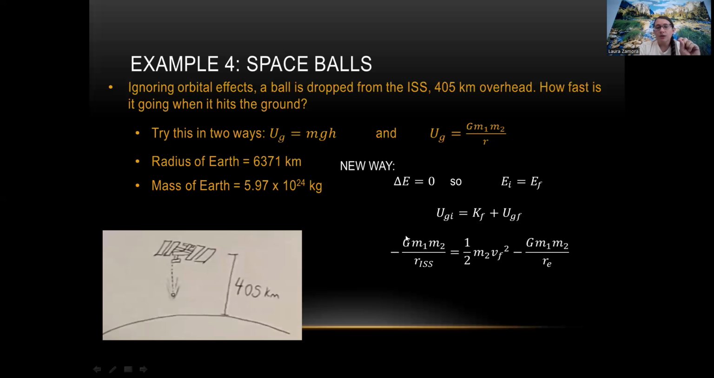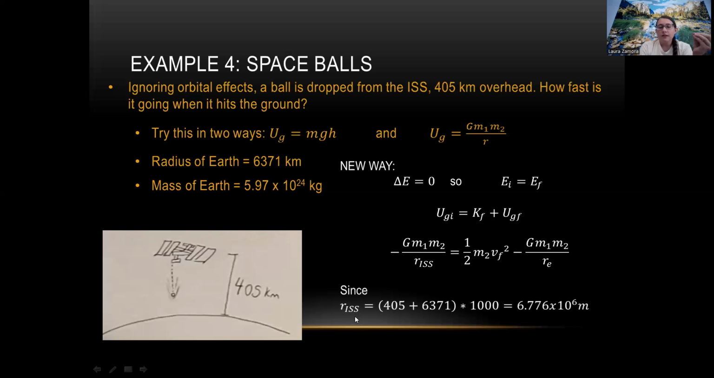Okay. So here, I actually put in the negative signs. Our initial gravitational potential energy is negative G times M1 times M2 divided by the radius that the International Space Station is at. And that equals our kinetic energy of the ball plus our gravitational potential energy. But since there's a negative sign in that equation, it's a minus here. And the final radius that it's at is the radius of the Earth.